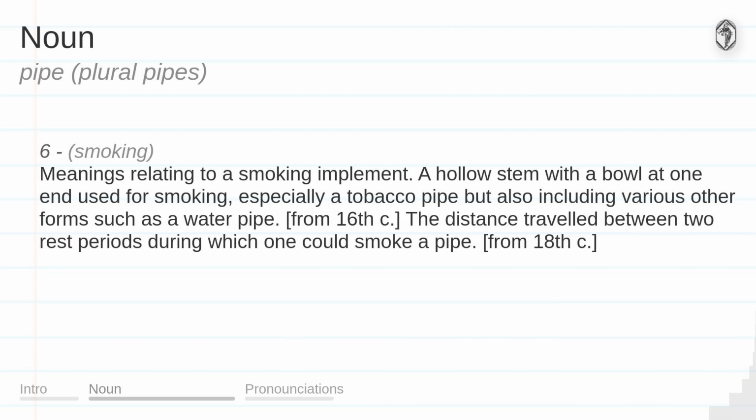Meanings relating to a smoking implement. A hollow stem with a bowl at one end used for smoking, especially a tobacco pipe, but also including various other forms such as a water pipe. From 16th C. The distance traveled between two rest periods during which one could smoke a pipe. From 18th C.